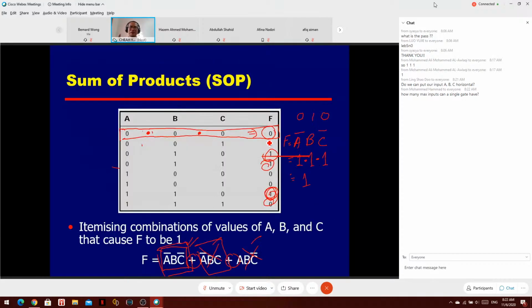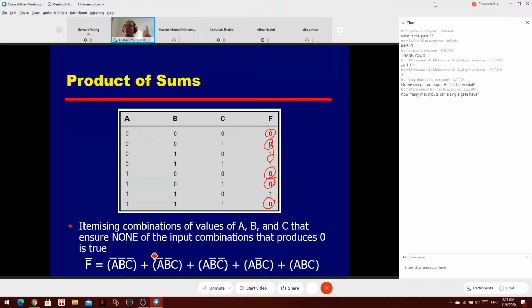Earlier in the sum of products, we picked up all the ones, remember? When we pick up all these ones, they represent when F is true. If you notice the formula, here is F. So we are picking out those terms when F is true. But in product of sums, we're going to pick up where F is not true. That means your function is not true for all these 5 terms.